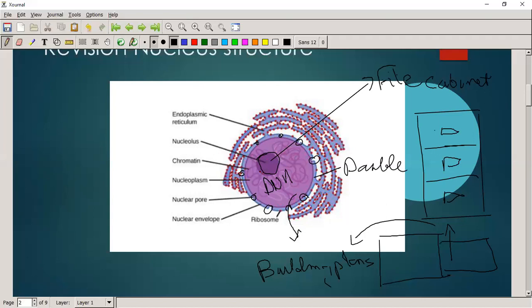So we talked about the fact that it's a filing cabinet, and when the threads are going out of this filing cabinet over here, it's when the files are being read. But the files don't ever leave the office. They never leave the nucleolus. They stay inside the nucleolus. And so mRNA, which is the messenger RNA, is going to read the code from the files and take the message to the cytoplasm and to the ribosome, where proteins are going to be made.